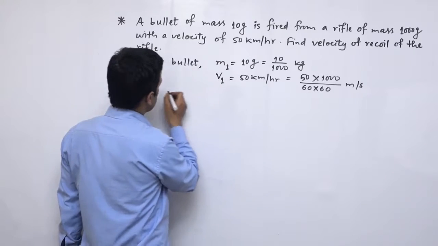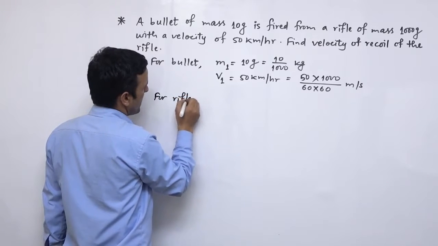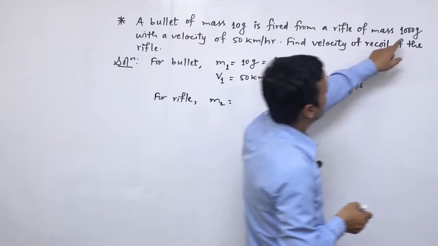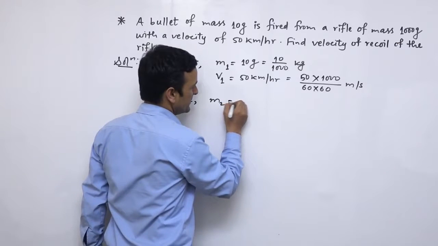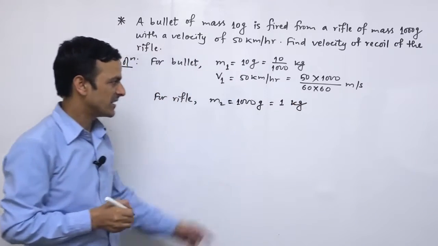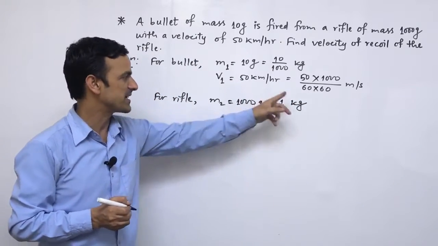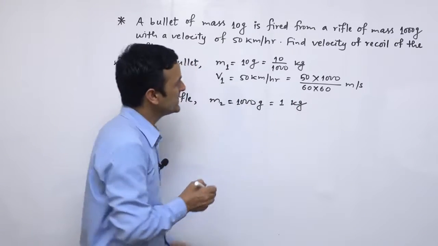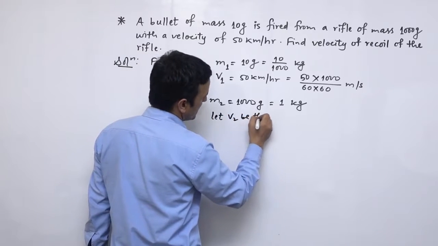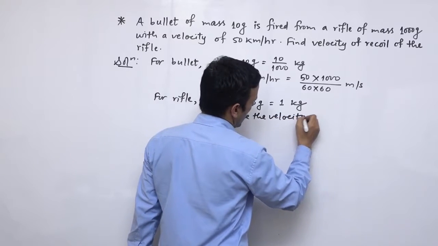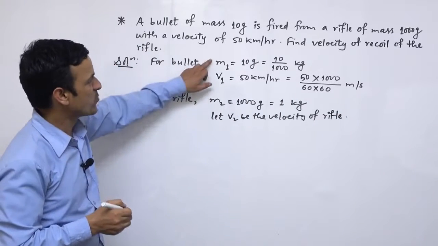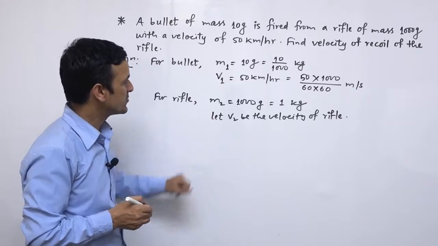And for rifle, its mass is denoted by m2 and mass is given 1000 gram. It is given as 1000 gram, as you know that it is 1 kg expressed in kg. Mass always kg मा हुन्छ, gram लाई kg बनाउने. So 1000 gram means 1 kg and its velocity is not here. So let v2 be the velocity of rifle. Rifle को velocity लाई हामी v2 भनेर मान्छौं. यहाँ m1 v1 भए जस्तै यहाँ m2 v2 सेम हुन्छ.